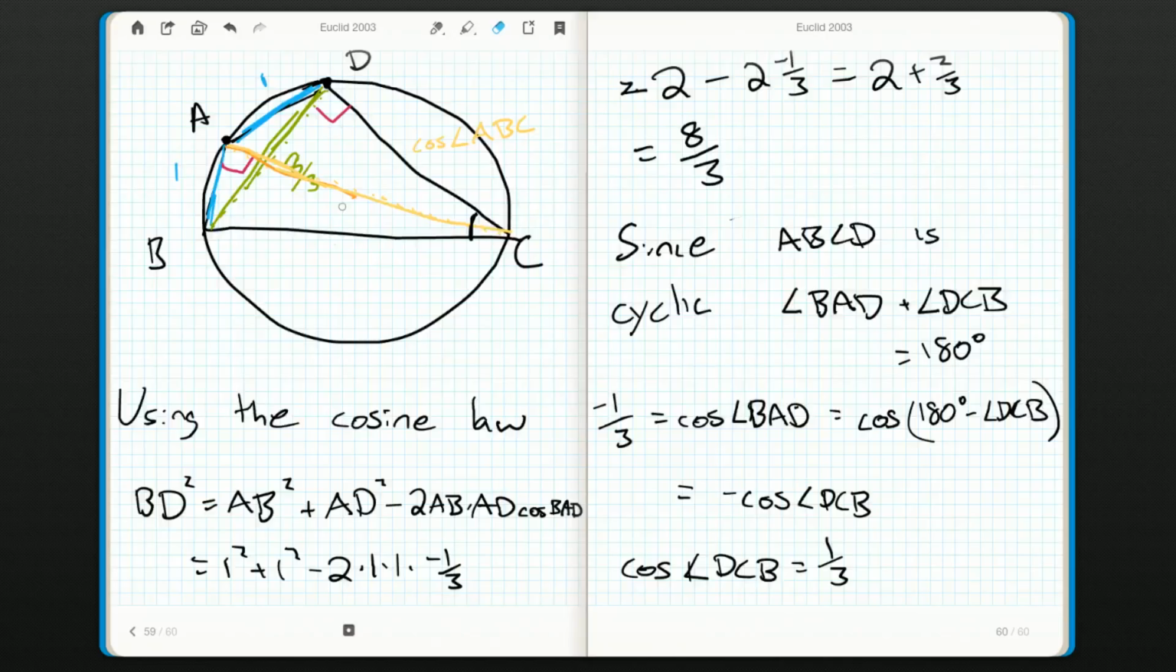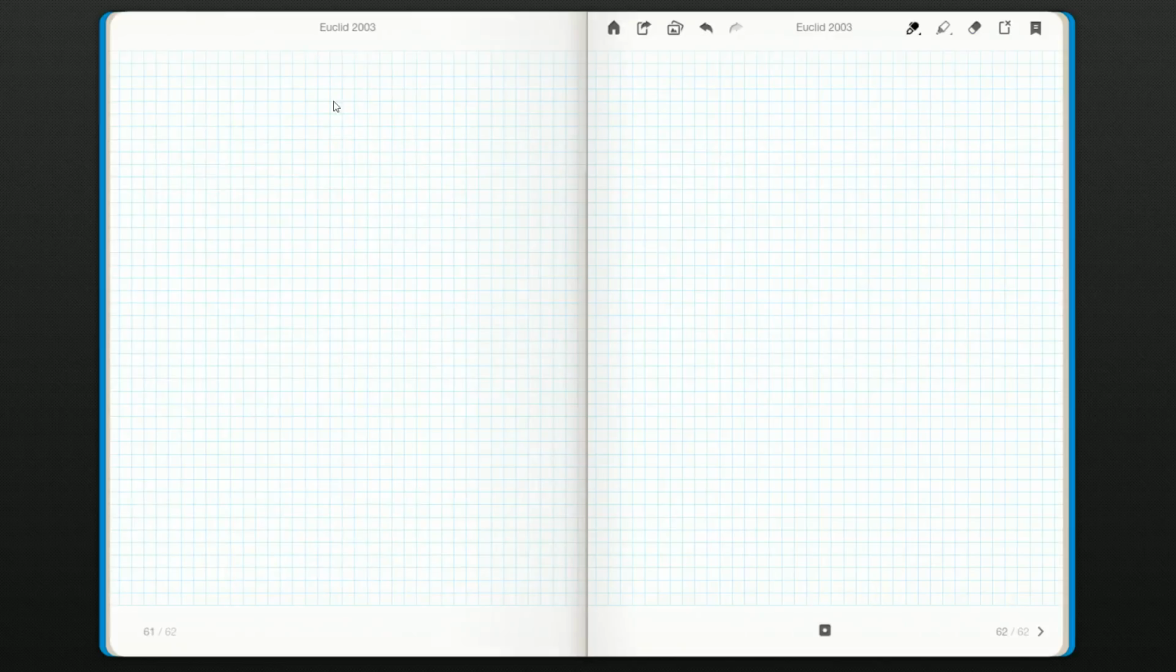So what else can we do here? I feel like we're one piece of information away. I think we need one more relationship or something. I'm going to have to go over to the next page, so I'm going to redraw my picture again. But I'm going to call DC, what did I just call it? X, I guess.